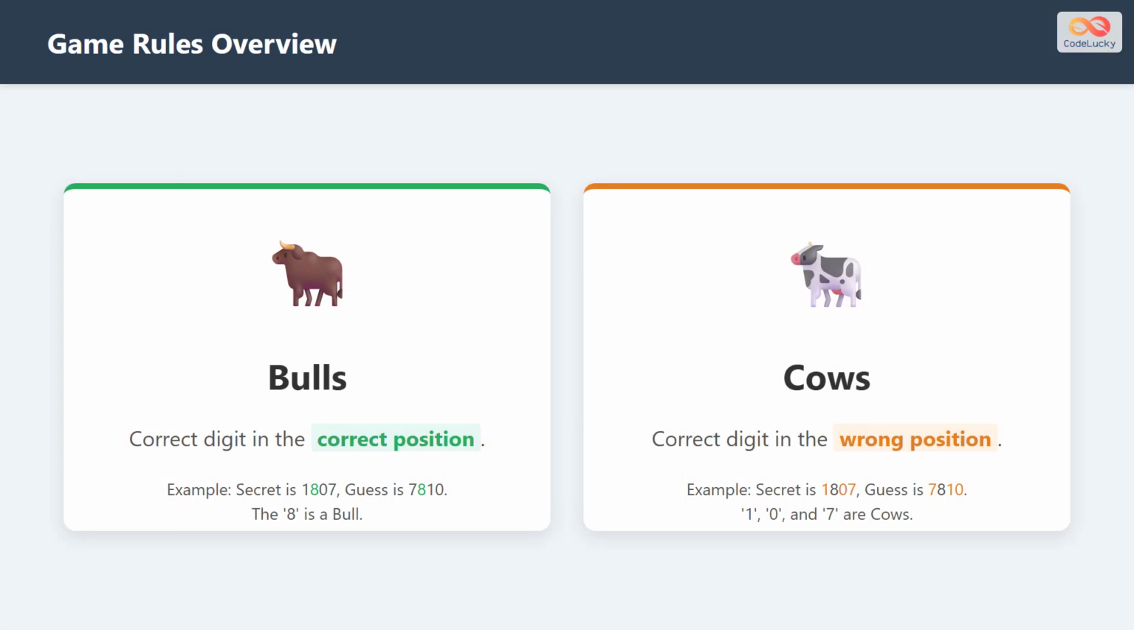First, let's understand the rules. The game involves a secret number and a guess. We need to provide feedback in two forms. A bull is a correct digit in the correct position. A cow is a correct digit, but in the wrong position.